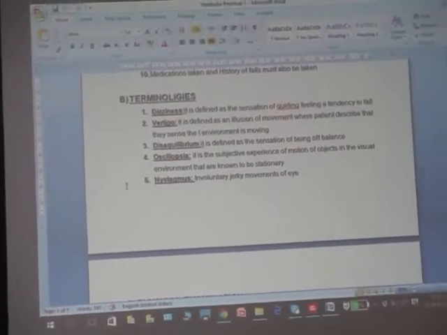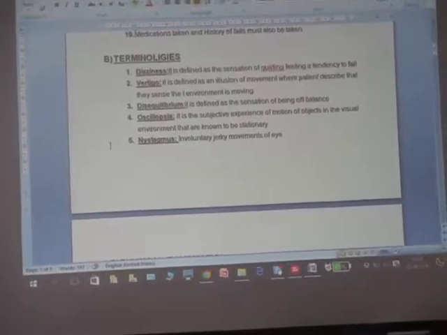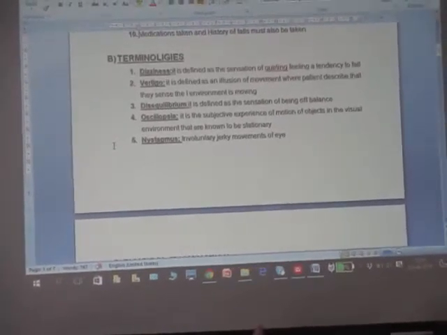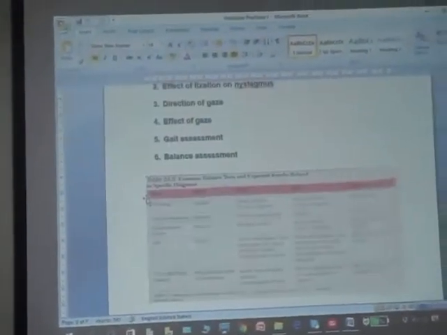Next is disequilibrium, that is being off balance. Next is oscillopsia, where if I am seeing Abdullah, I feel that Abdullah is moving up and down or side to side. He is not moving, but I feel that he is moving. Next, nystagmus: involuntary jerky movements of the eye. So that is the physical examination.